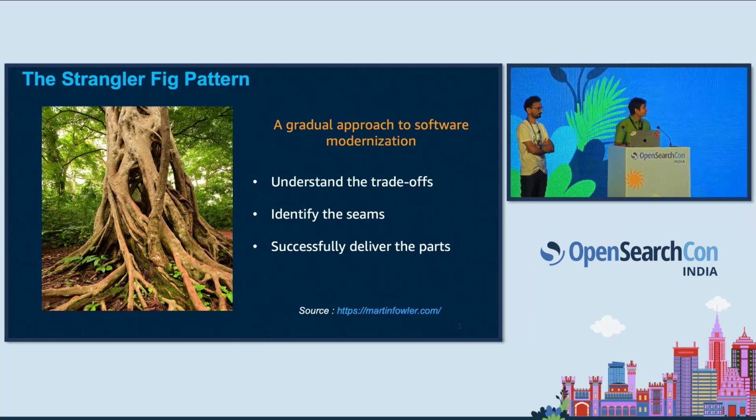Successfully delivering the parts. As shown in this example, the tree hasn't gone overnight, right? It has taken over slowly, replacing the older system part by part, allowing things to be delivered incrementally, right? By doing things incrementally, we can see how one part is functioning, and then we can change parts one by one. So the blast radius of our delivery is contained.